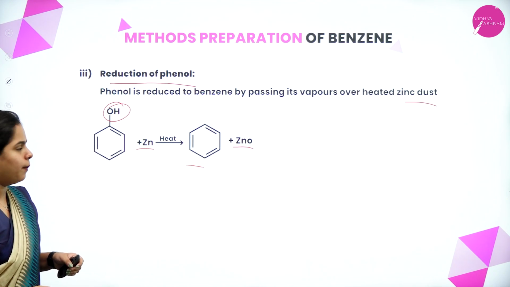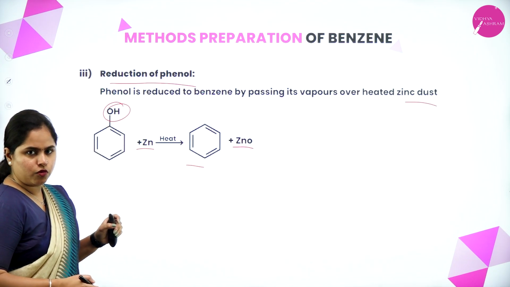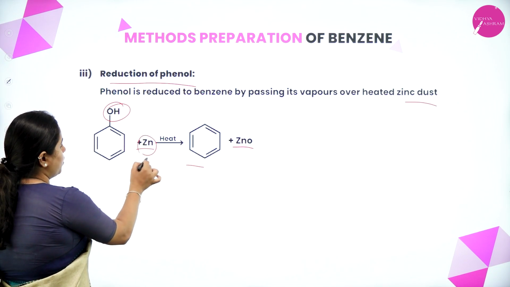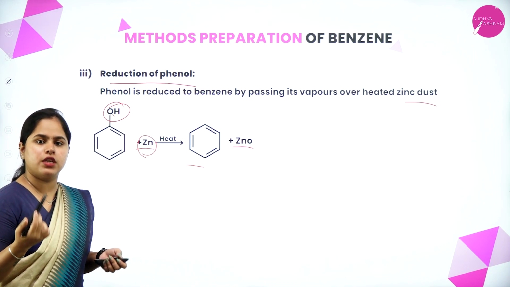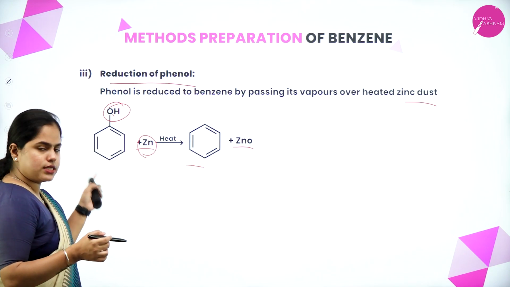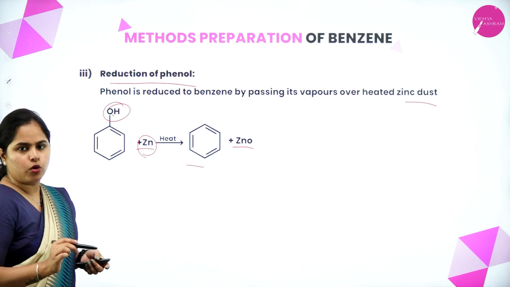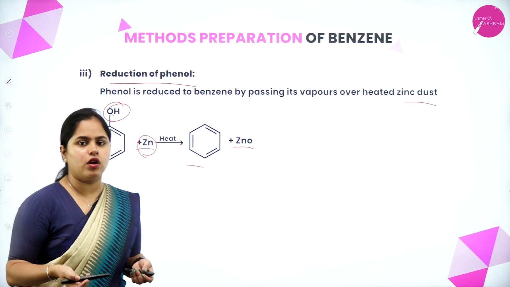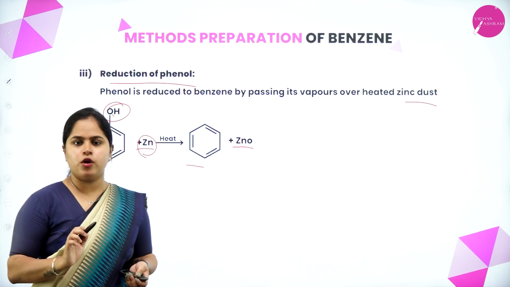So what is happening here? It was OH here. This zinc will react with the oxygen here and form zinc oxide. The hydrogen will remain there, right? So you will get C6H6, that is benzene. I hope that is clear. We are reducing the phenol, that means we are adding hydrogen here. So I hope that is clear.